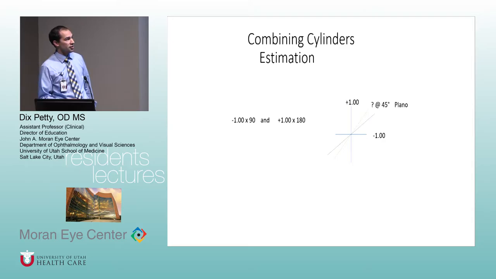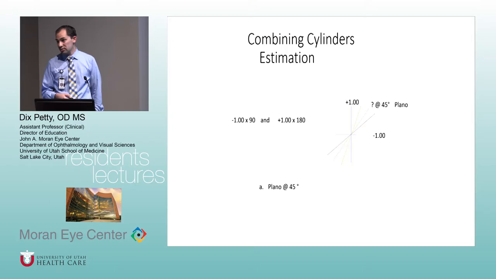So what if it's, say, along 30 degrees or 60 degrees? Any ideas what it might be? So it's a little bit closer to the minus one. Does anybody have an idea of what the power might be at 30 degrees, or how we would even calculate that?